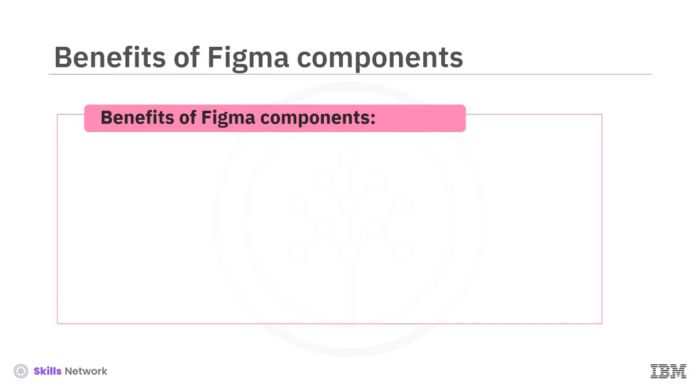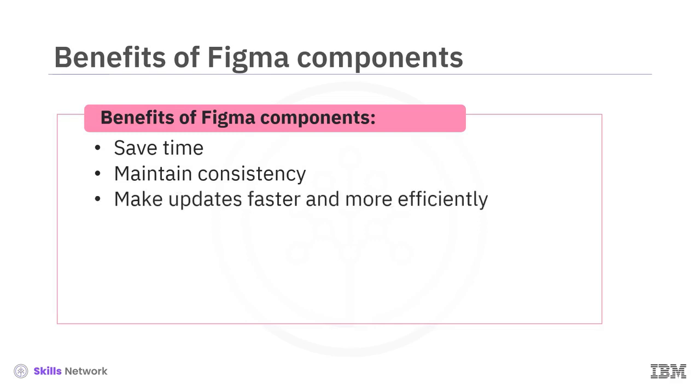The benefits of Figma components are: components reduce the need for repetitive design work and save time as they are reusable. Components help to ensure that design elements are consistent throughout the project. Components help to make design updates faster and more efficient as they can be edited and updated. Components can be customized to fit different design needs, while maintaining consistency, allowing for greater design flexibility.